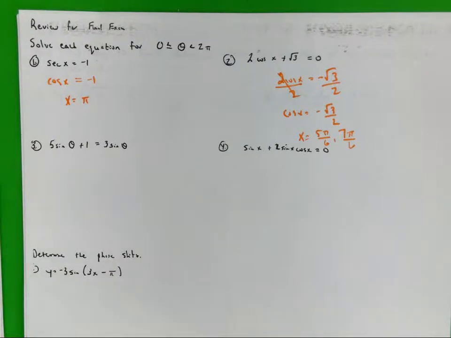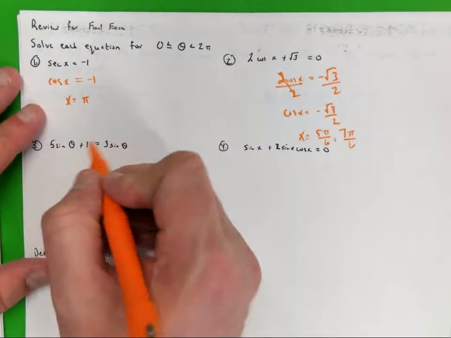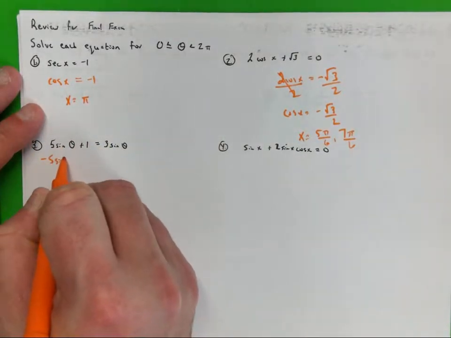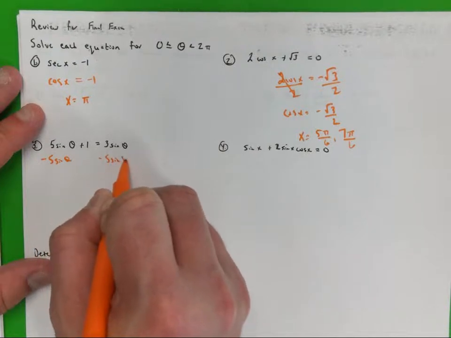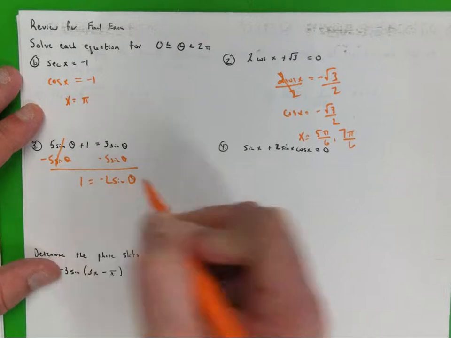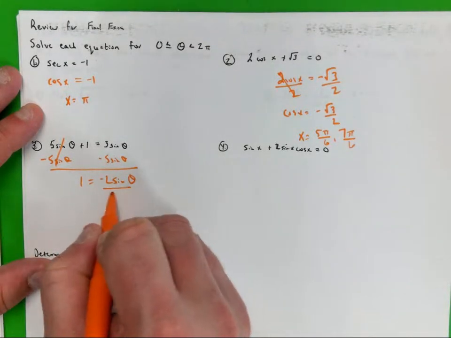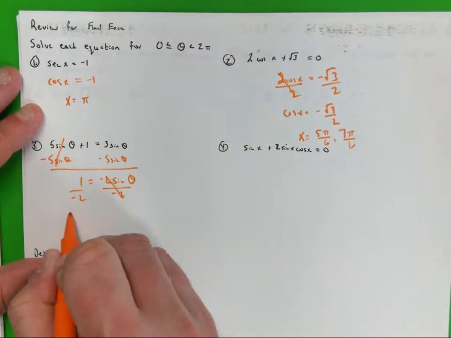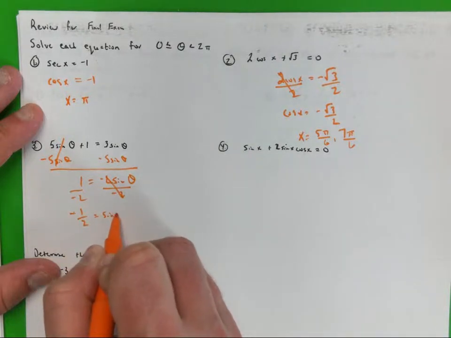Number 3, 5 sine theta plus 1 equals 3 sine theta. I need to combine my what? Your like terms. So I'm going to move this over. You see, Mr. Fisher, I'm going to move the 3. That's fine. You're going to get the same thing. Then divide by negative 2. Negative 1/2 equals sine theta.